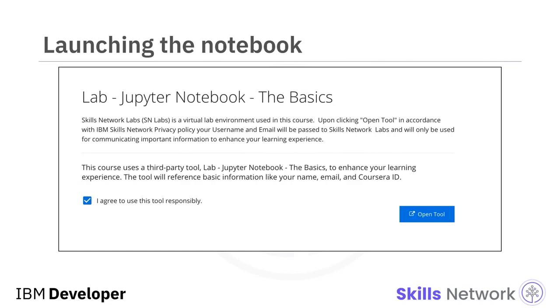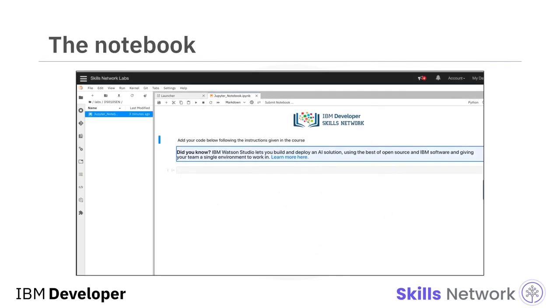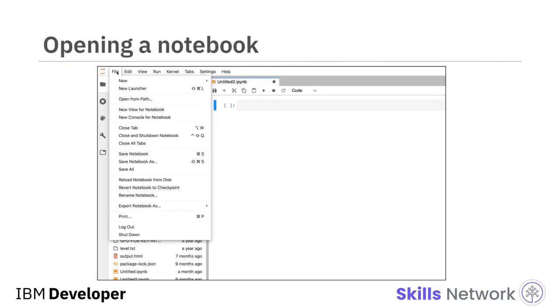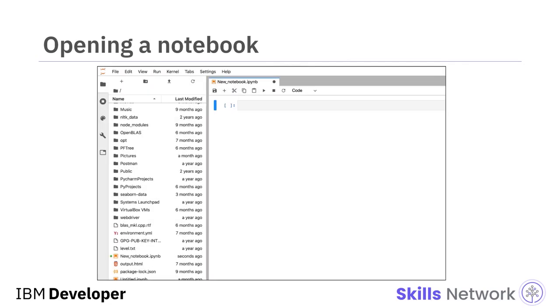In the lab session of this module, you can launch a notebook using the Skills Network virtual environment. After selecting the checkbox, click the Open Tool tab, and the environment will open the Jupyter Lab. Here you see the open notebook. On opening the notebook, you can change the name of the notebook. Click File, then click Rename Notebook to give the required name, and you can now start working on your new notebook. In the new notebook, print Hello World.